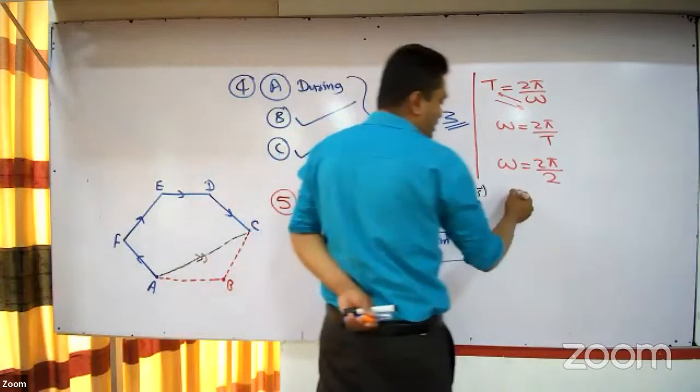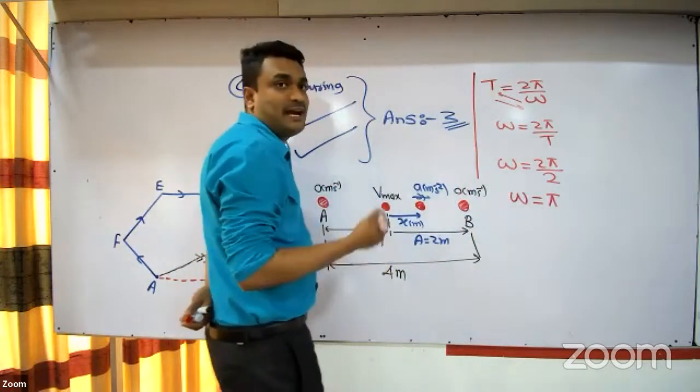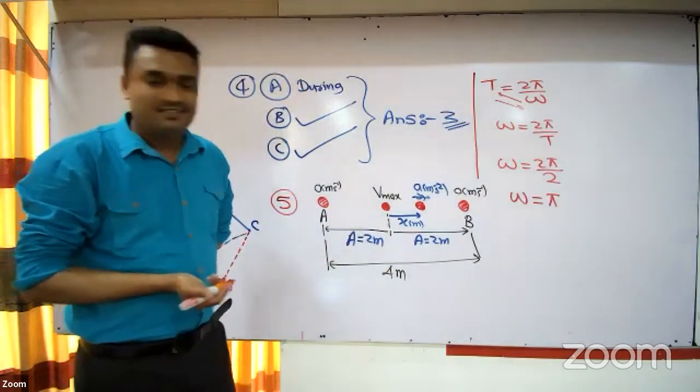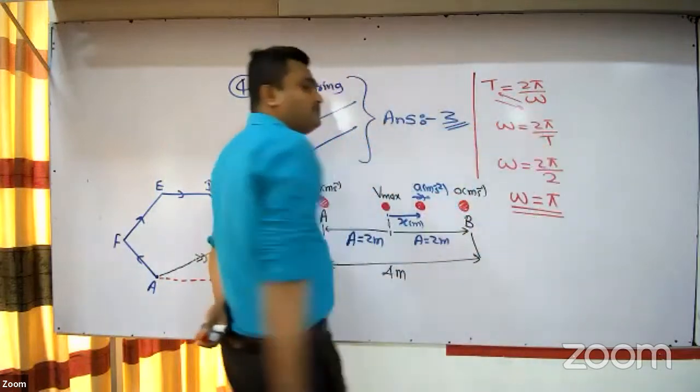Therefore, what is the omega constant? Omega constant is equal to pi in this question, and they have said phi is pi by 3. So it will be very easy. Write them all.